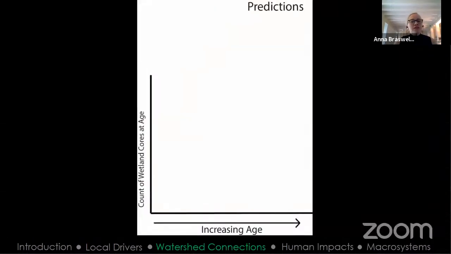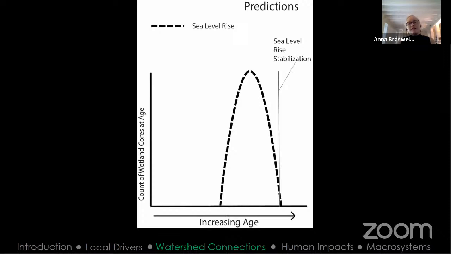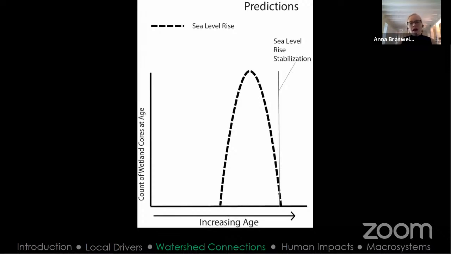So I'm going to lead you through the predictions as a way to help explain the results that we see. We looked at the distribution of ages and the number of cores that had particular ages. So we have increasing age on the y-axis, and the count of wetland cores on the x-axis. We would expect that if the rate of sea level rise is a big driver, we would see a big pulse of wetlands formed after the rate of sea level rise slows down.